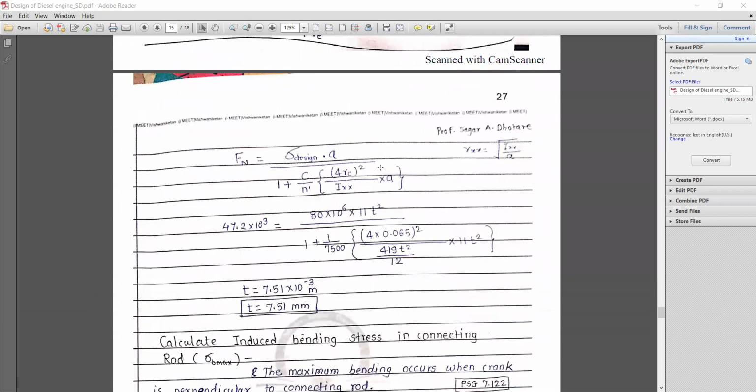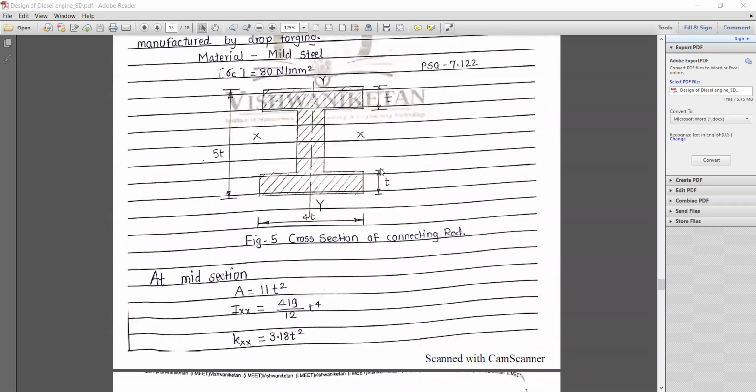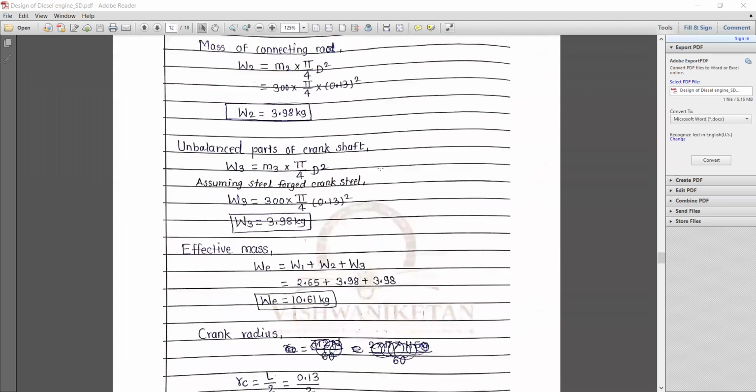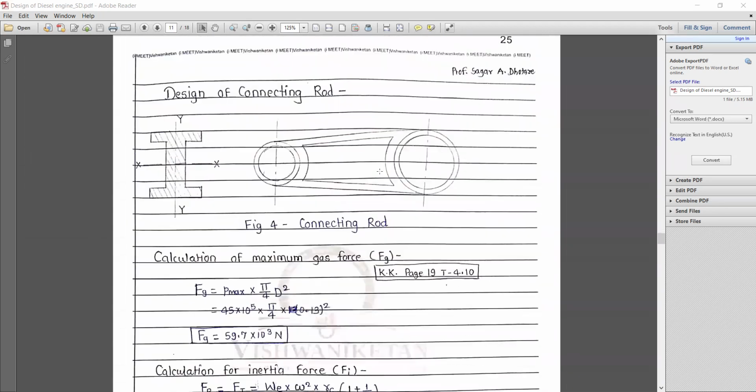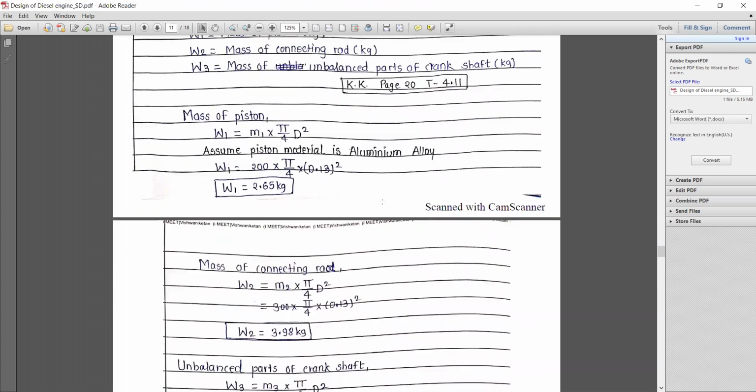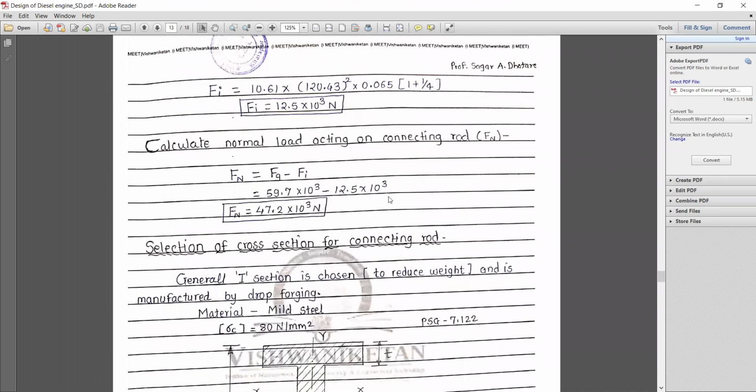For figure number 5, this is the big end and this is the small end. The big end is connected with the crank and the small end is connected with the piston by using a piston pin or a gudgeon pin.